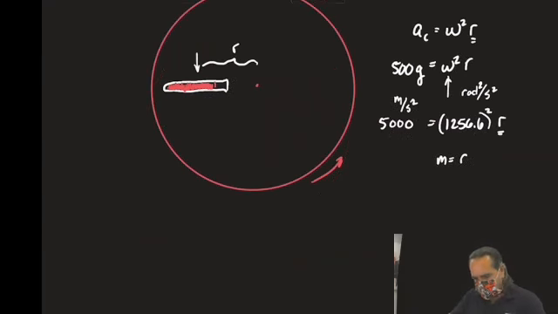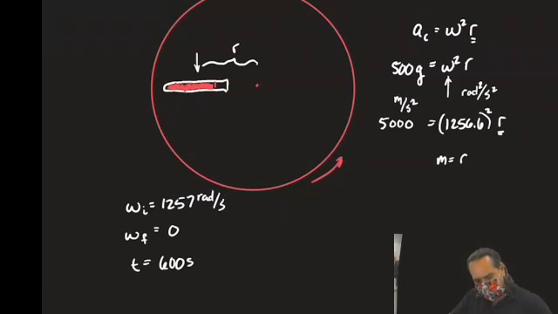All right. So my initial velocity is this 1,257 radians per second. My final velocity is going to be 0. They say 10 minutes, that is 600 seconds. And we want the angular acceleration and we want the angular displacement. So we also want the linear displacement. So these are all the things that are being asked of us in this final part.